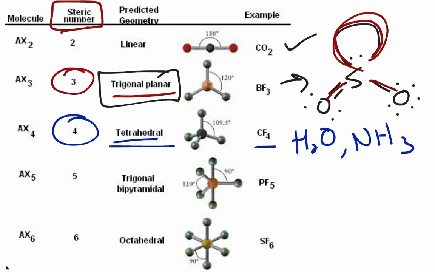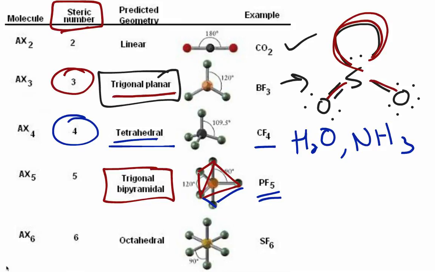But if we add in one more bond, a 5th bond, then we get trigonal bipyramidal. The bipyramidal is 2 pyramids. There's a pyramid on top if we connect these, and there'd be a separate pyramid on the bottom. So it's bipyramidal, trigonal bipyramidal. And the classic example of that is PF5.